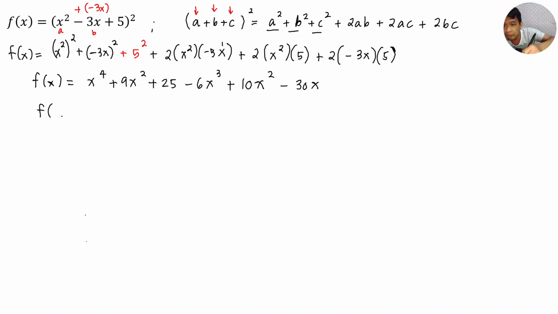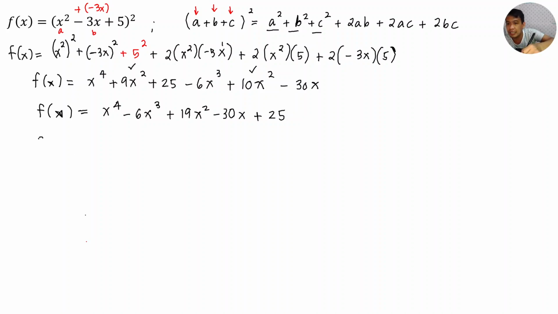Then we have f of x is equal to x to the fourth minus 6x cubed. We can combine like terms. Plus 19x squared because we can combine 9x squared and 10x squared here. Minus 30x. Plus 25. So what we get is just the expansion of this trinomial that was raised to the second power. So the required is the first derivative.